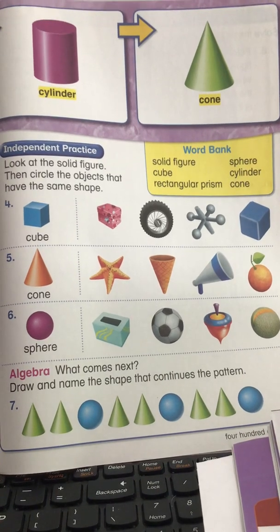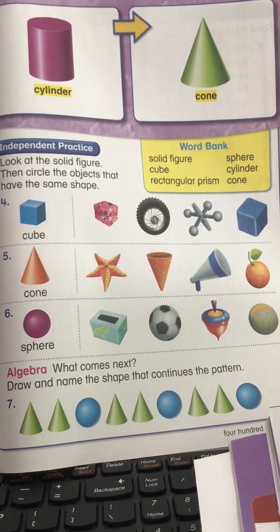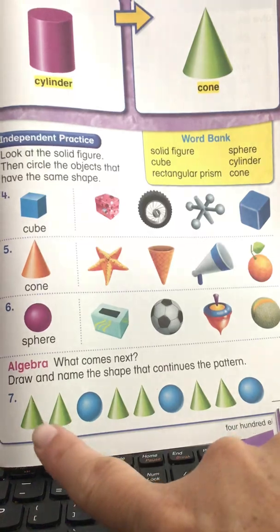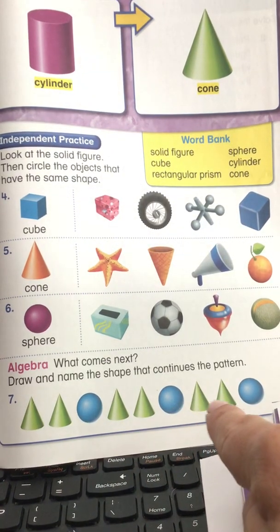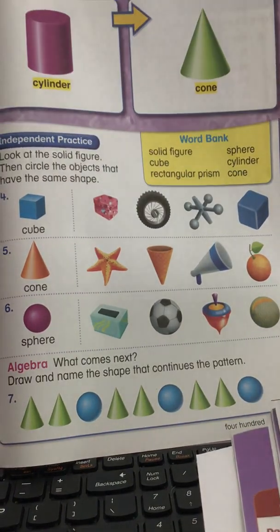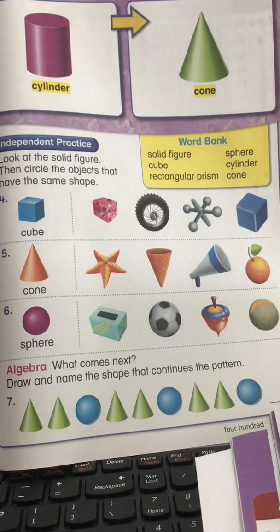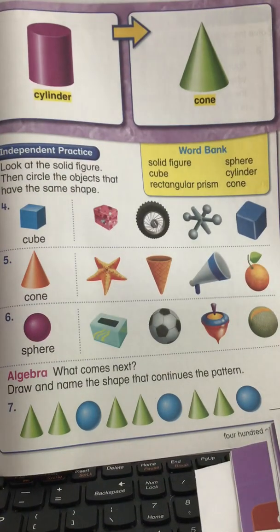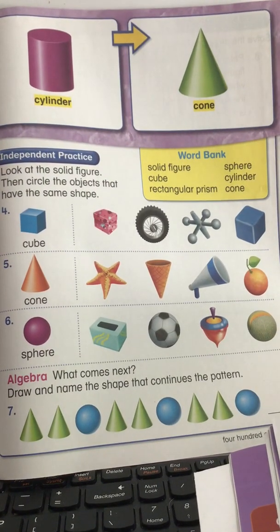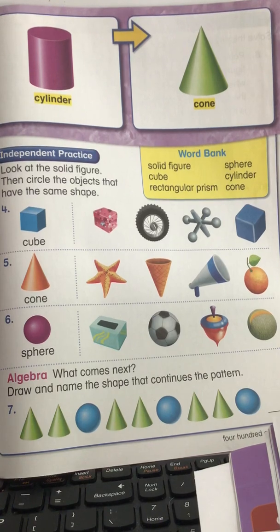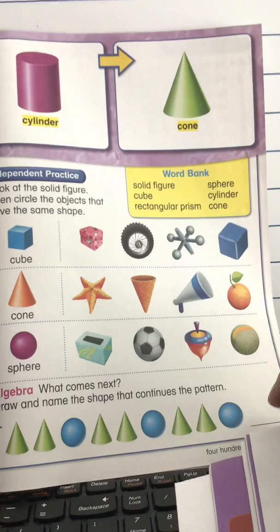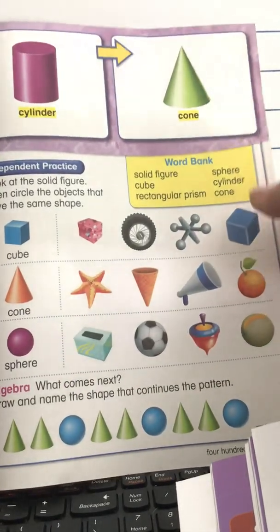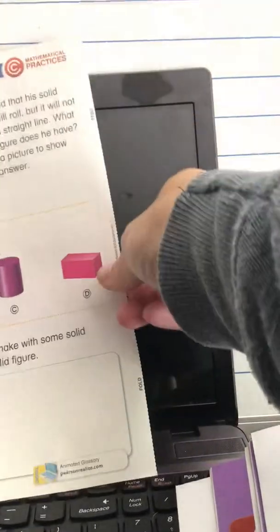And down at the bottom, what comes next in the pattern? So first we have to look at the pattern. Cone, cone, sphere, cone, cone, sphere, cone, cone, sphere. What should come next? You should be drawing a cone. Cone would come next in the pattern. So draw your cone on the line for what comes next, and then turn to the back page.